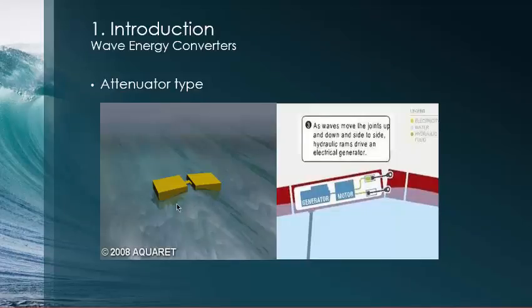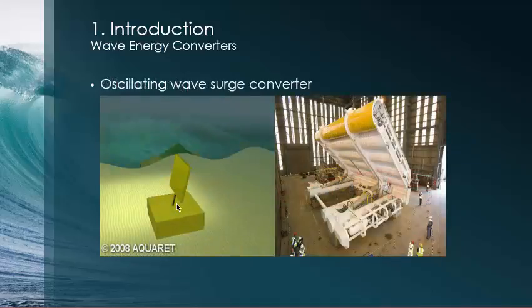Then we have the oscillating wave surge converter. For these devices, the arm and the flap are mounted on a hinge fixed to the seabed. The arm moves to and fro with respect to the movement of the water. On the right we have the Aquamarine Oyster. When the flap moves, it drives 2 hydraulic pistons which push hydraulic fluid through a flow line connected to a turbine and a generator found on shore. This means that energy is extracted near the shore, but electricity is produced onshore.